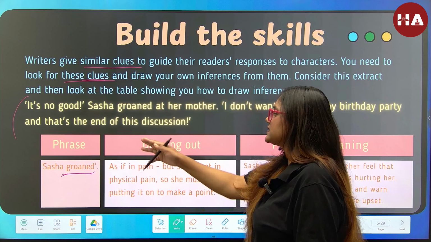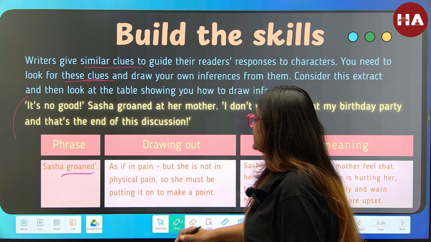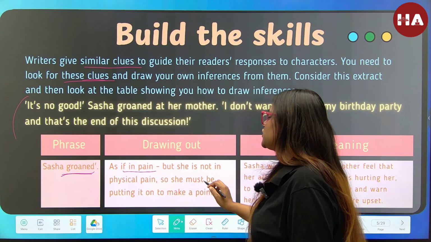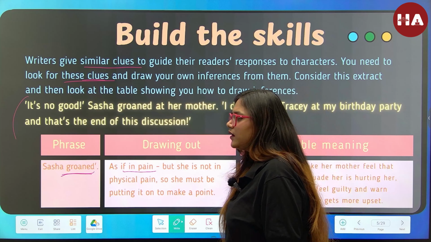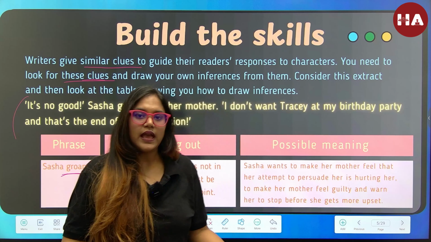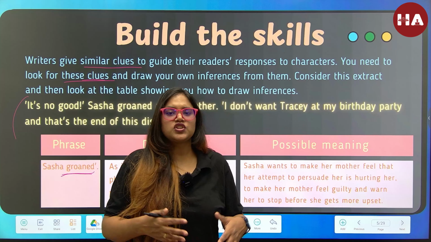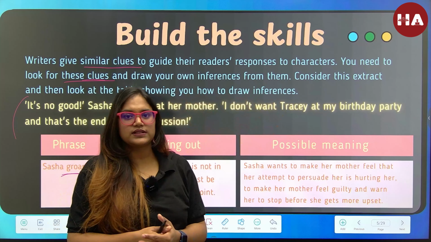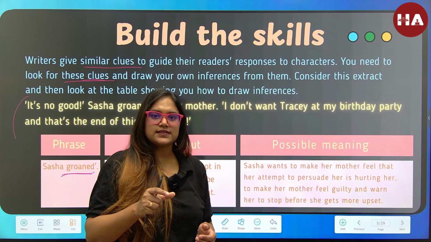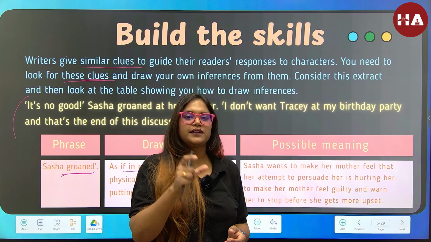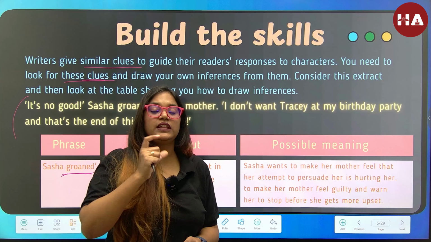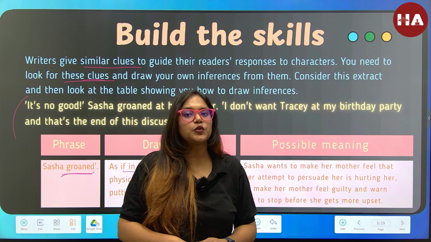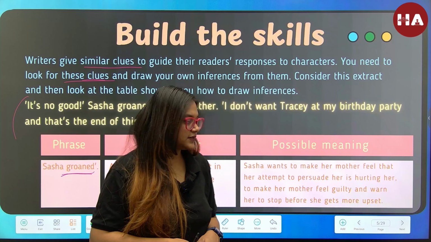So what does this phrase draw out to us? That she might be in pain, but she is not in physical pain. She must be putting it on to make a point. So groaning, as you know, is an expression. So she might be in pain, not the physical one, because we can see that with the reading of the sentence. So when we analyze things, we analyze particularly every phrase, every word, every action that particular character has done. We have to analyze everything in implicit.